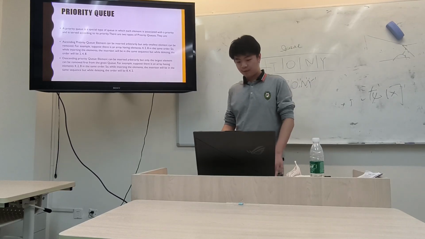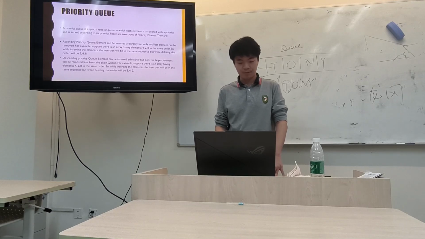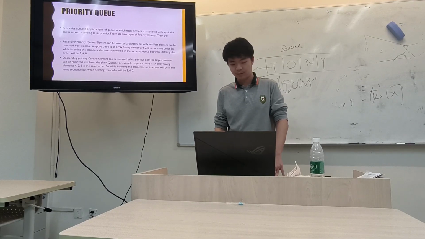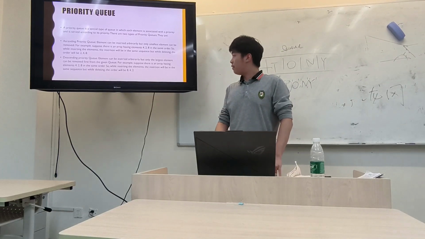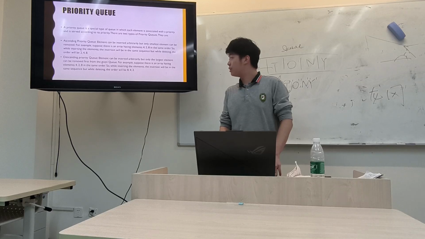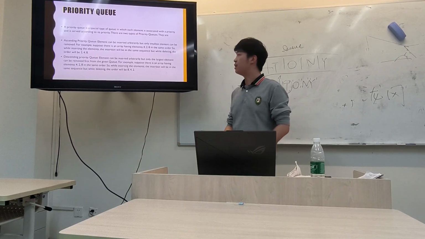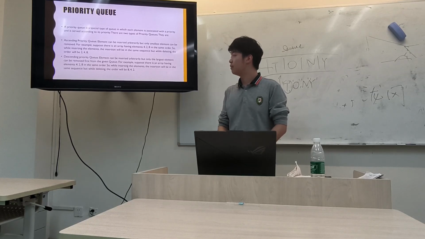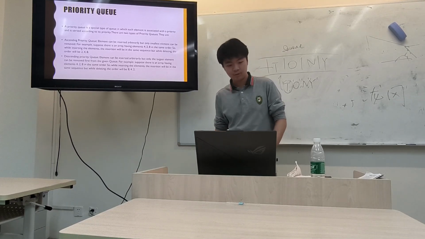The second is called descending priority queue. So element can be inserted arbitrarily, but only the largest element can be removed first from the given queue. So for example, suppose there is an array having elements 4, 2, 8 in the same order. So while inserting these elements, the insertion will be in the same sequence, but while deleting, the order will be 8, 4, and 2.